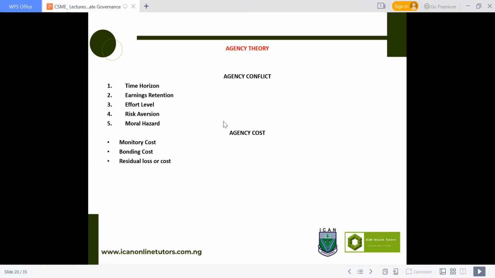And the next thing that we also need to talk about is how can we now close it? But let's talk about agency costs first before talking about how we can reduce all these agency problems. We also have another one called agency costs. When we say agency costs, we have three types: monitoring costs, bonding costs, and what we call residual loss or costs.